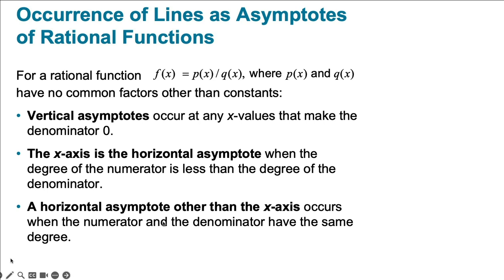If the degree of the numerator and the denominator is the same, then we have a horizontal asymptote that occurs either above the x-axis or below the x-axis. For that, we just have to divide the highest powers of x, and whatever we get when we simplify that, that's your horizontal asymptote.